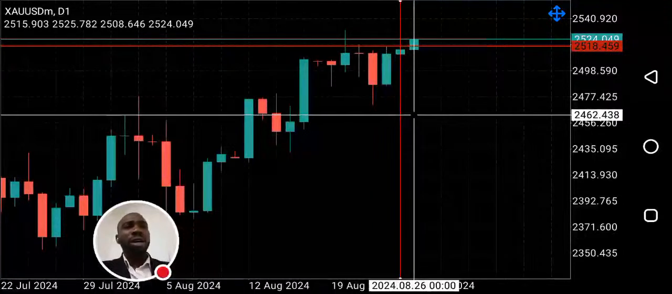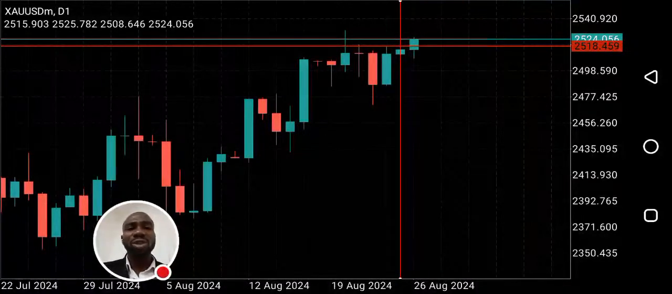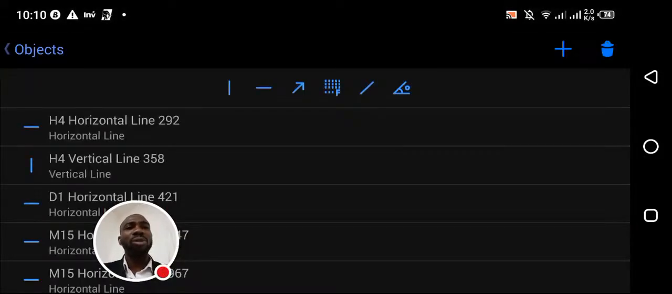Now, after you've identified candlestick patterns on a higher time frame, you need to go down to a lower time frame to ensure that there is a shift in market structure. Looking at the daily time frame, the shift in market structure is supposed to occur at this point.